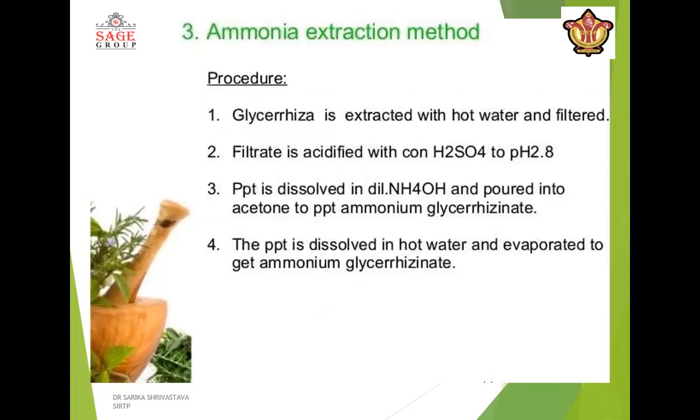The third method of isolation is the ammonia extraction method. In this method, glycyrrhizin is extracted with hot water and filtered. The filtrate is acidified with concentrated H2SO4 to pH 2.8. The precipitate is dissolved in dilute ammonium hydroxide and poured into acetone to precipitate ammonium glycyrrhizinate. The precipitate is dissolved in hot water and evaporated to get ammonium glycyrrhizinate.